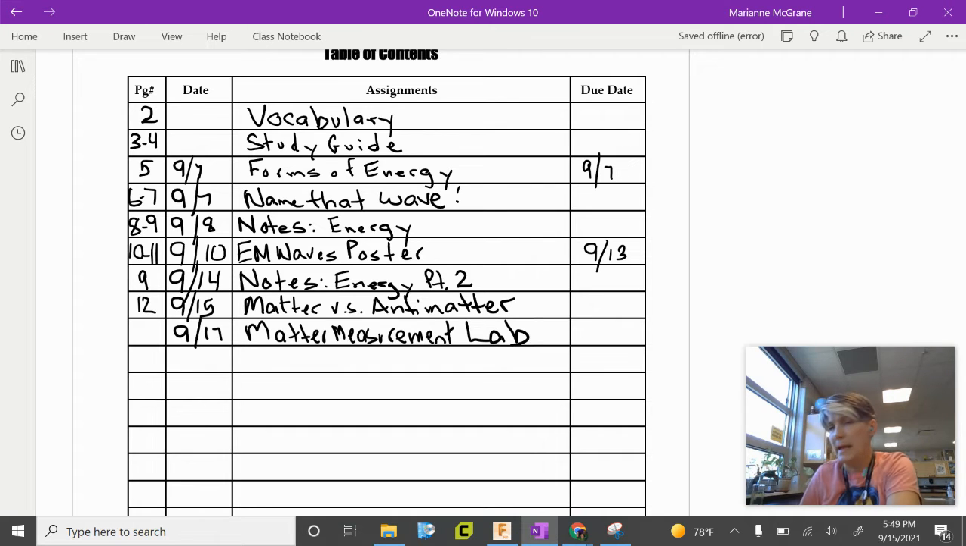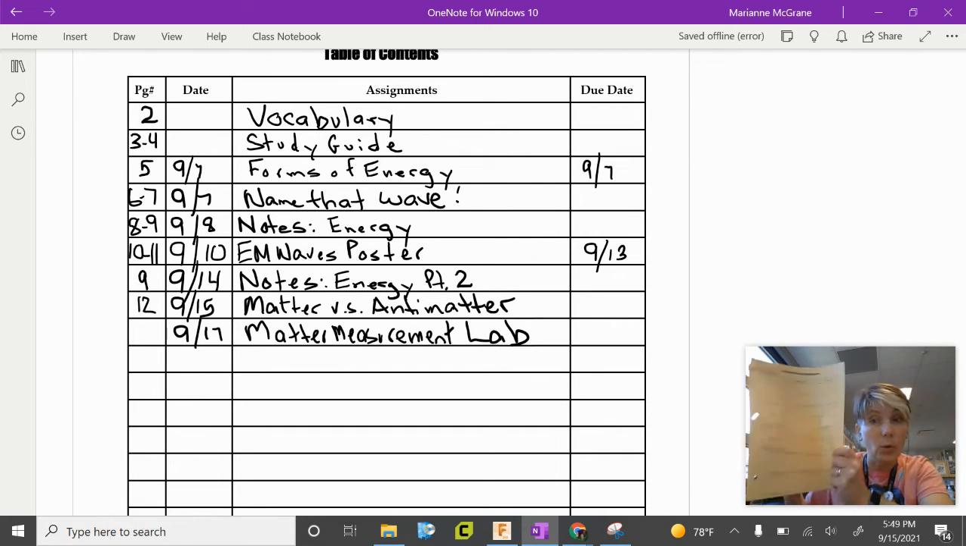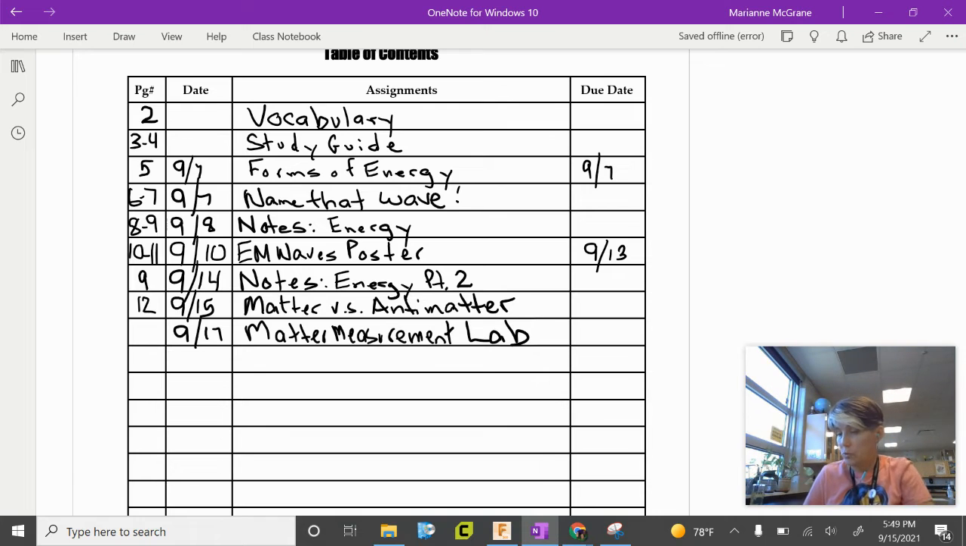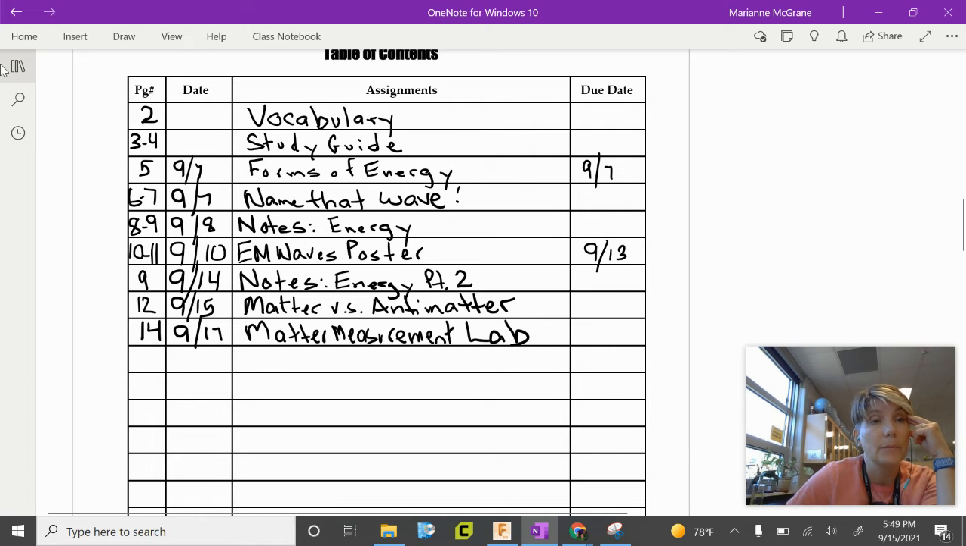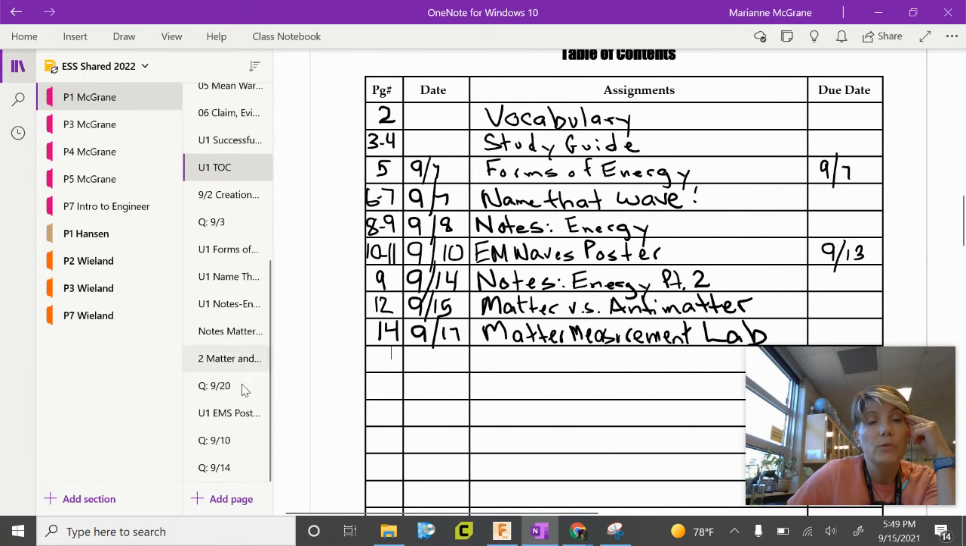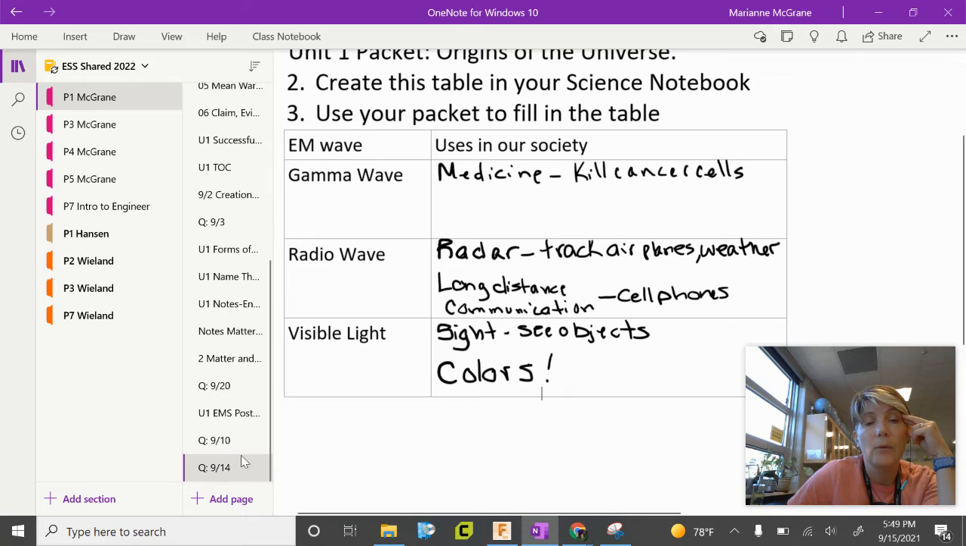Let's see what page we're on in our packet. Make sure that you have your packet. And if I look, it looks like we are going to be on page 14. So I'm going to write down that we are on page 14 today. That's where we are going to be. Once you have that written down, please go to page 14 in your lab.